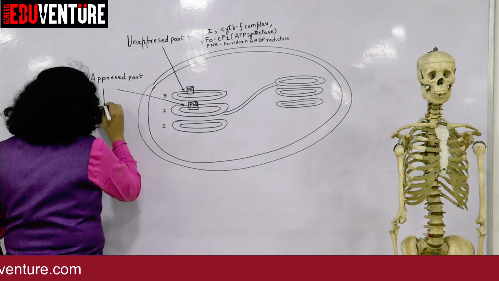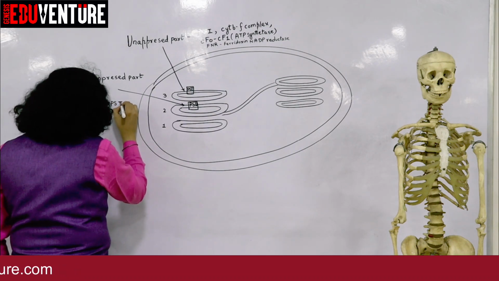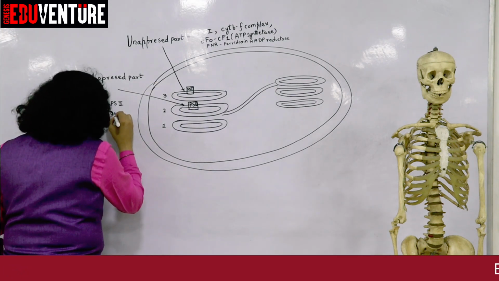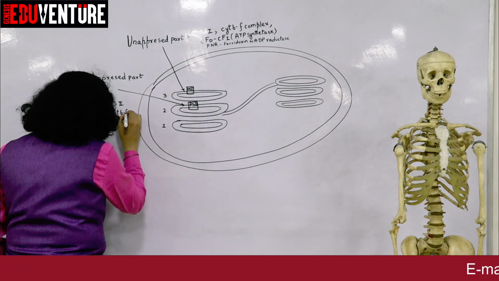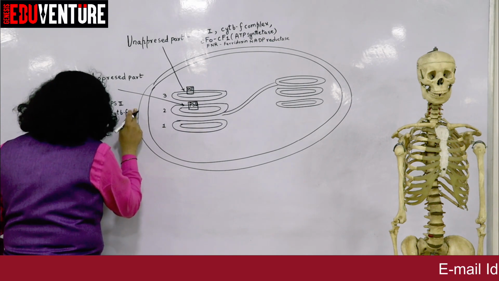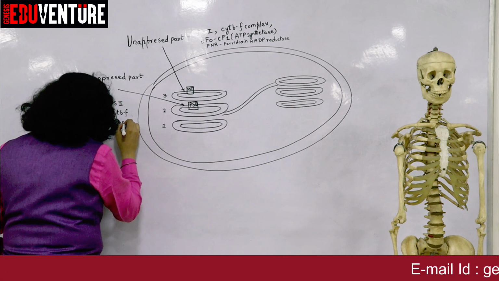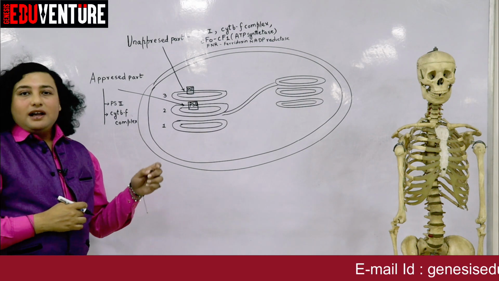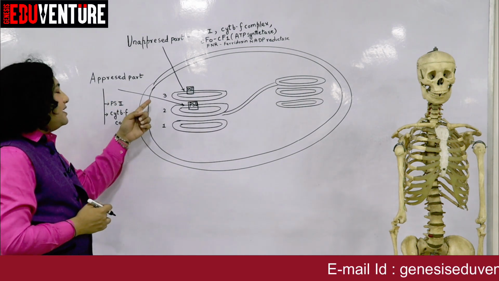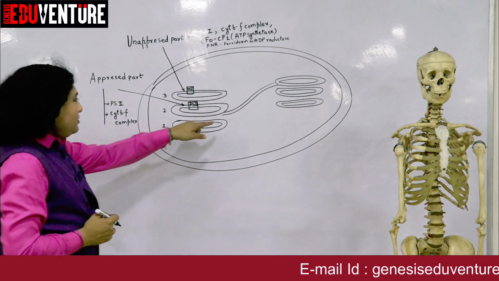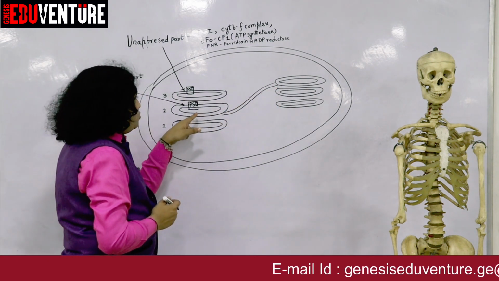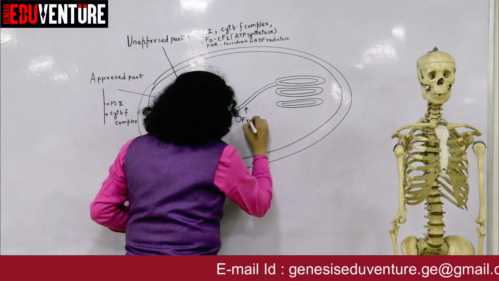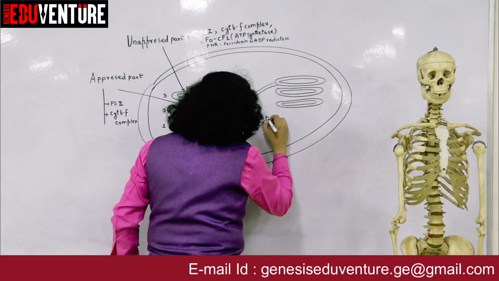So what are the things associated with the appressed part? That is photosystem 2, and along with that there is the presence of the cytochrome b6f complex. Yes, this complex is also associated with photosystem 2, and the cytochrome b6f complex is present in the appressed region. But what about this part? Yes, it is connecting the two grana. It is known as the fret, also known as stroma lamellae.